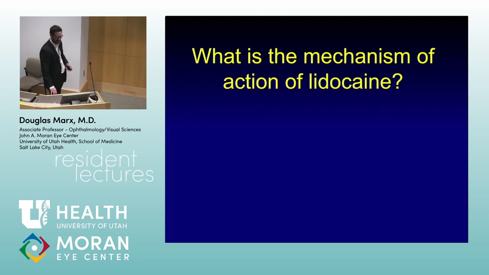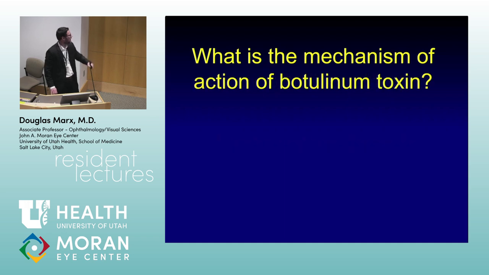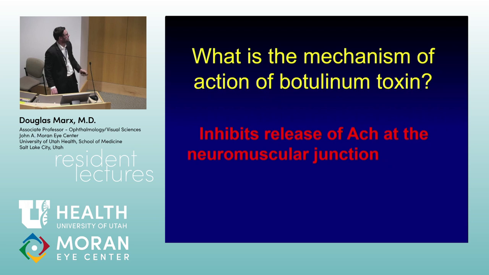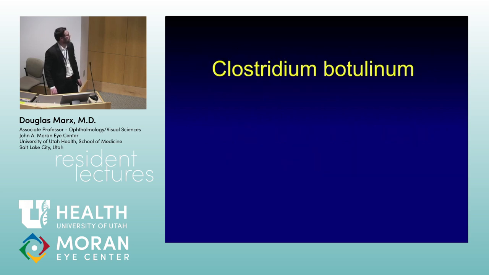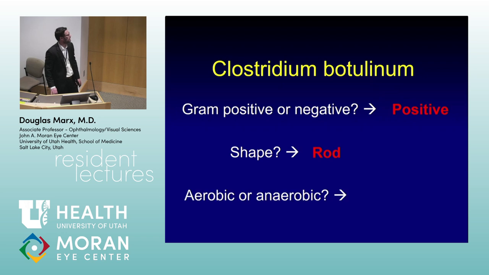All right. What's the mechanism of action of lidocaine? Sodium channel blocker, right? Okay. What's the mechanism of action of botulinum toxin? Inhibits release of acetylcholine at the neuromuscular junction. These things are important. So, Clostridium botulinum, gram positive or negative? It's positive. It's a rod. It's anaerobic.